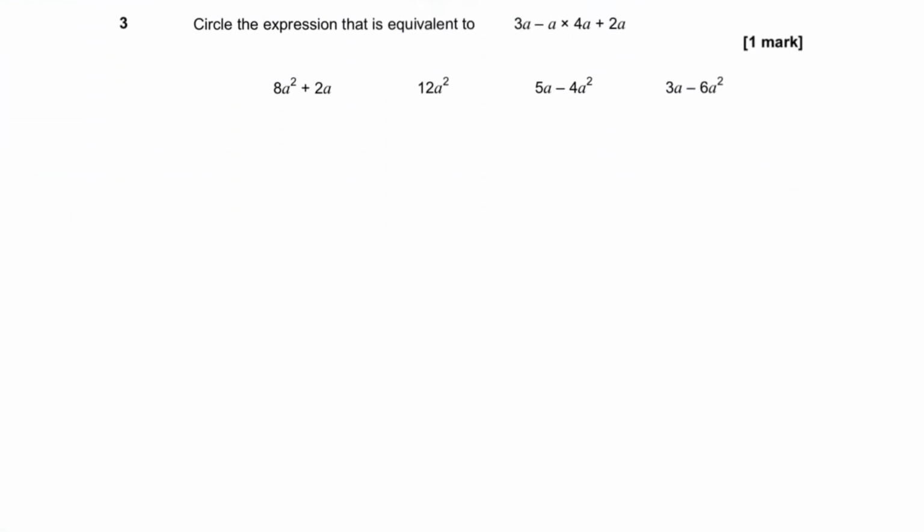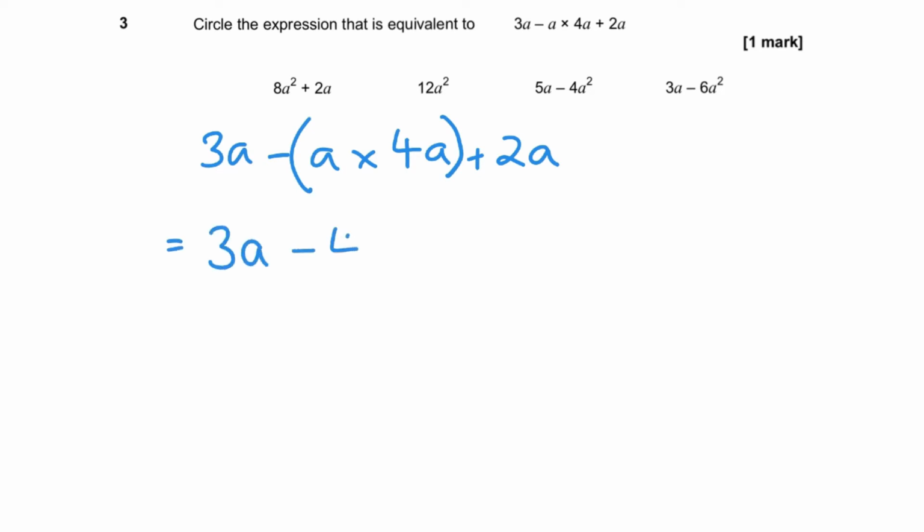So our first question says, circle the expression that is equivalent to 3a minus a times 4a plus 2a. So our previous maths knowledge tells us that when there's a long line of things happening in an equation, we need to deal with the multiplication and division first before we do the addition and subtraction. So we've got 3a minus a times 4a plus 2a. We need to deal with this bit first. So that will give us 3a minus 4a squared plus 2a.